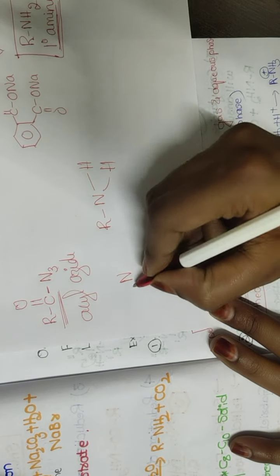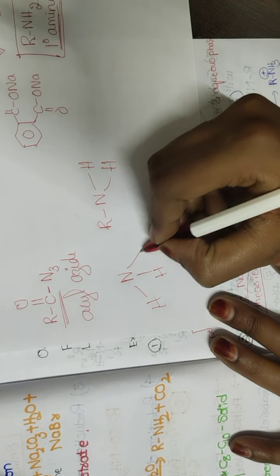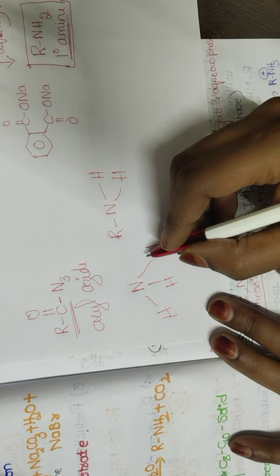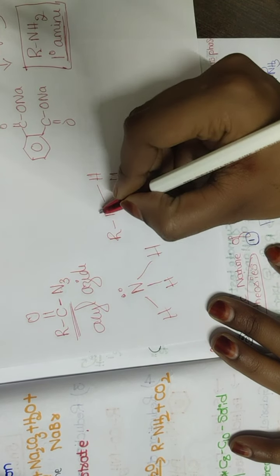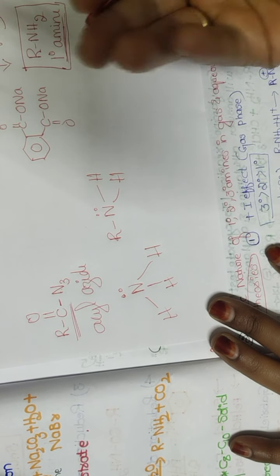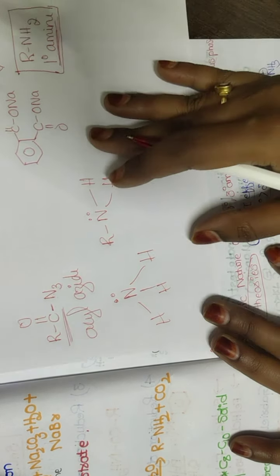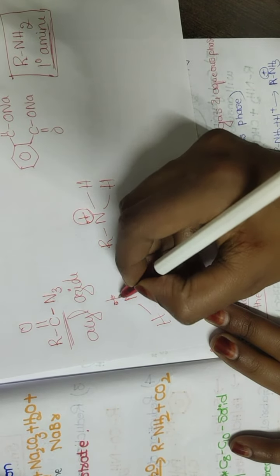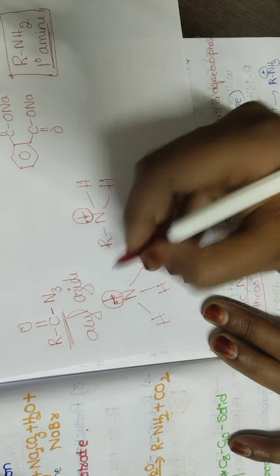Whereas in case of ammonia, we have nitrogen with 3 hydrogens. So in case of Lewis base, what do you mean by Lewis base? It will donate a pair of electrons. Anything which loses a pair of electrons will gain a positive charge. So therefore here, after losing a pair of electrons, it has a positive charge.